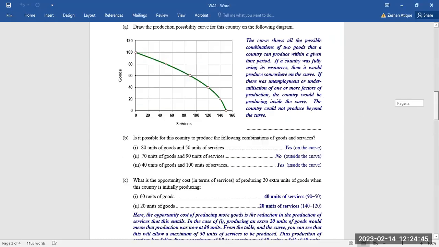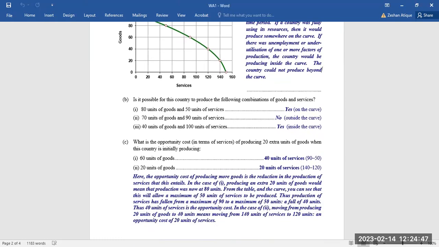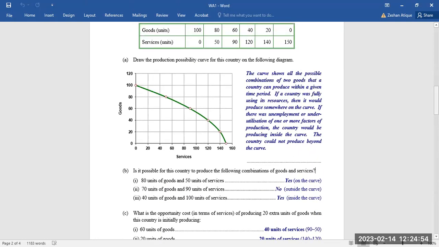Now, if you go for part B, is it possible for this country to produce the following combinations? Say, for example, 80 units of goods and 50 units of services. Yes, because that is on the production possibility frontier. Look at this: this 80 corresponds to something here, which is 50. All right. So this is possible.